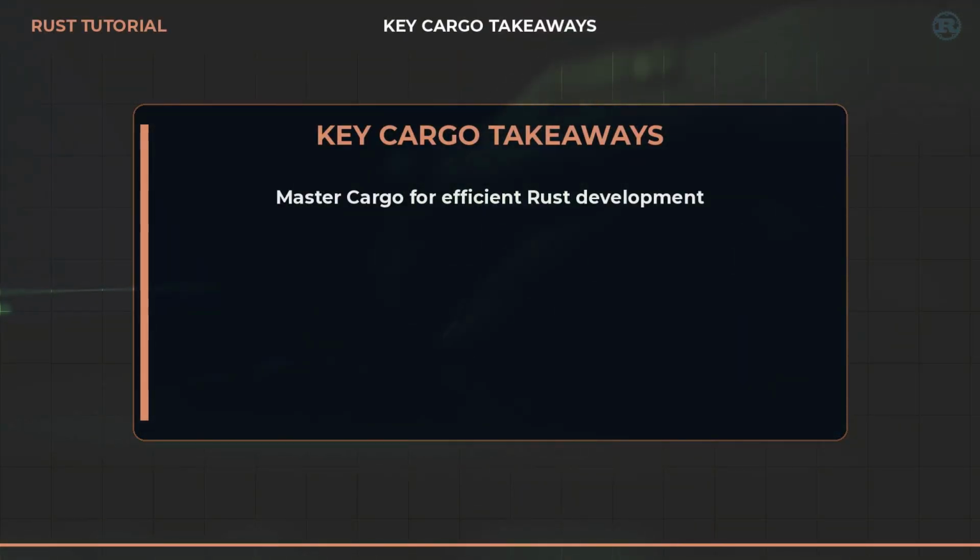Reflecting on our journey through mastering Cargo, we've explored how to set up and manage Rust projects efficiently. You've learned to create new projects, manage dependencies, and ensure seamless builds. Remember, avoiding common pitfalls and applying best practices will keep your project robust and scalable. Now, it's your turn to implement these strategies and enhance your Rust projects.